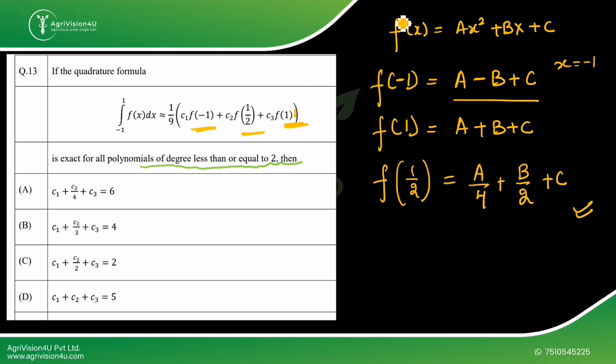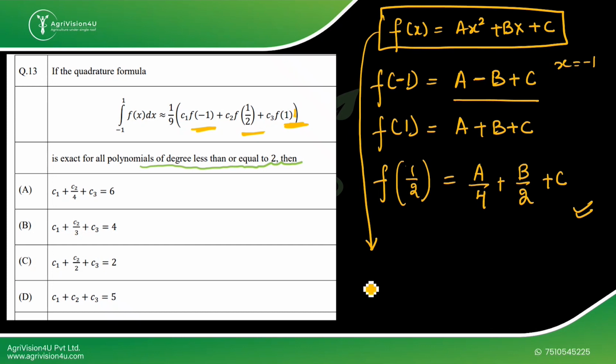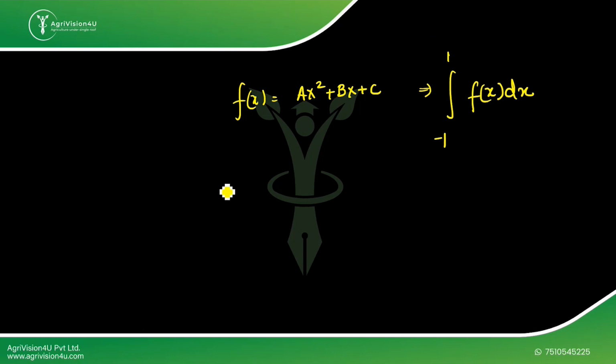Now, what I can do? This is the function that I have assumed, the second degree polynomial. Okay. So now if I integrate this, what I will get? Let's calculate this. f(x) is ax square plus bx plus c. So the integration of this will be the integral from minus 1 to 1 of f(x) dx. It will be ax square plus bx plus c dx, and from minus 1 to 1.